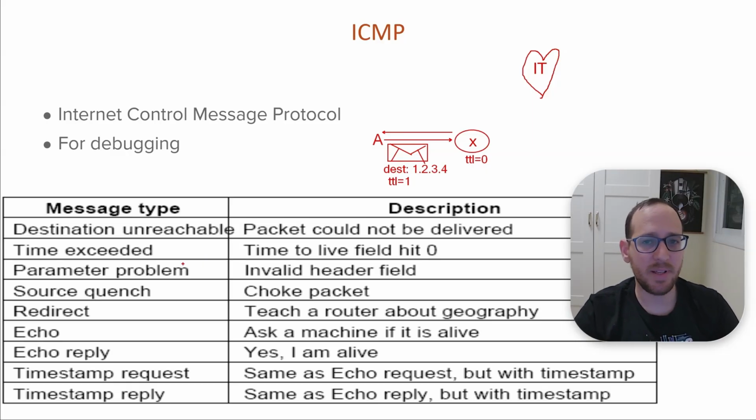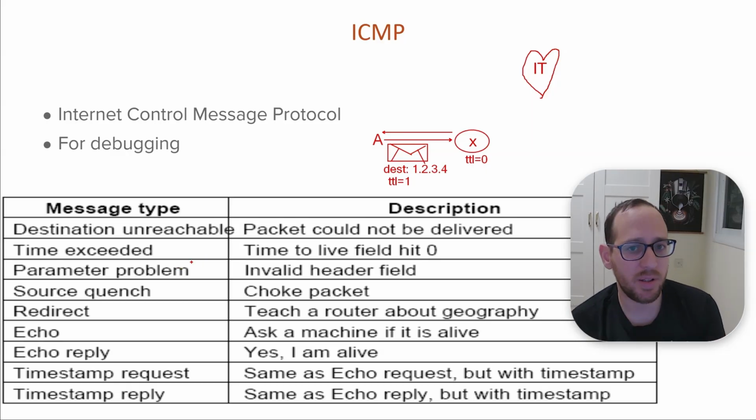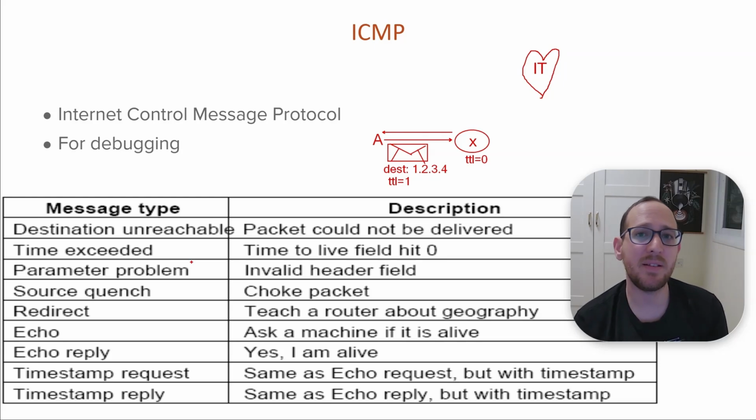The third message type I want to cover is parameter problem. That means you had some issue with the header. For example, let's say the IHL, the field that conveys the length of the IPv4 header, if you set it to 4, that's a problem. Why is 4 an invalid value?